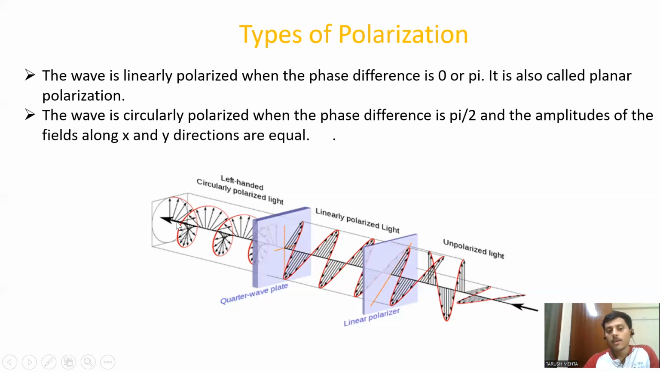Now here we can see, as the wave is propagating, the electric field vector is moving or evolving in a circular fashion. So this is an example of circularly polarized light. And here we can see that as the light is propagating, after crossing this quarter wave plate or some material, the variations of the electric field are having oscillations along one plane, in the linear direction along one plane. And so this is an example of linear polarization, or it is sometimes also called planar polarization.